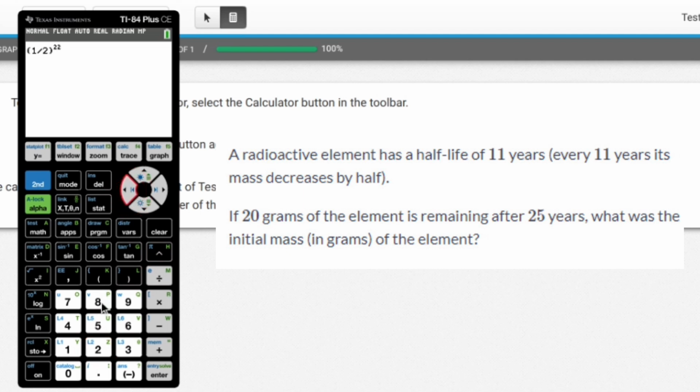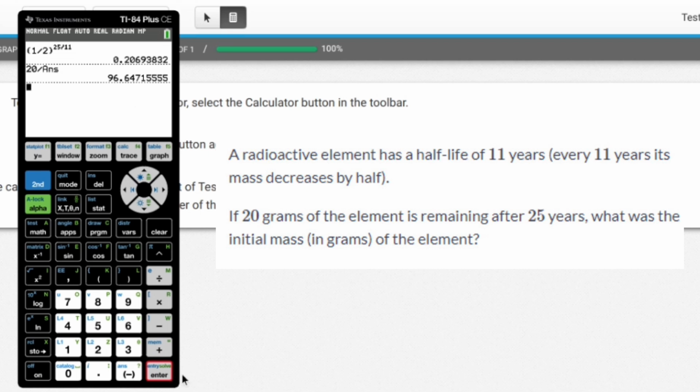If I can just type and not make a little typo, 25 over 11. It's going to give me that number right there. Now I'm going to take 20 and divide it by that number. I can do that by hitting second and then that little negative symbol there. That uses the whole number so I get a more accurate answer, which gives me that right there.